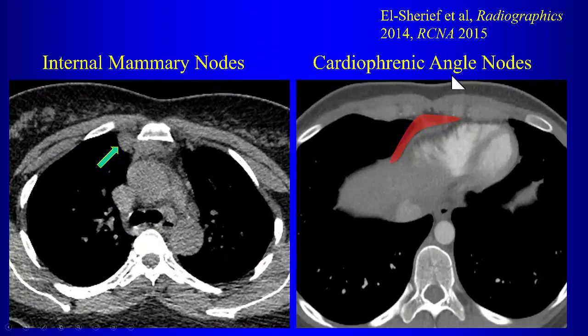And then cardiophrenic angle lymph nodes, they can be on the right or the left. So your cardiophrenic angle is over here where you have the heart and you have that fat, and the cardiophrenic angle is right next to the heart. So you can have cardiophrenic angle lymph nodes too, either on the right or the left.